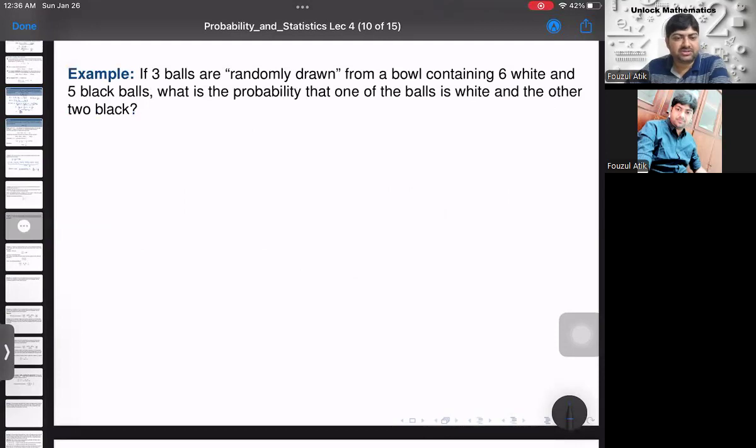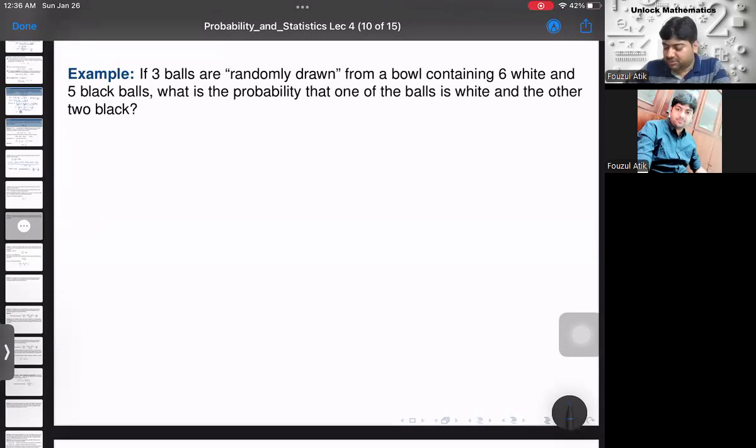Move to the next example. If 3 balls are randomly drawn from a bowl containing 6 white and 5 black balls, what is the probability that one of the balls is white and the other two are black? Again, pause the video and try to think of the answer. What is the total number of ways you have, and what is the total number of favorable cases of the event whose probability you want?